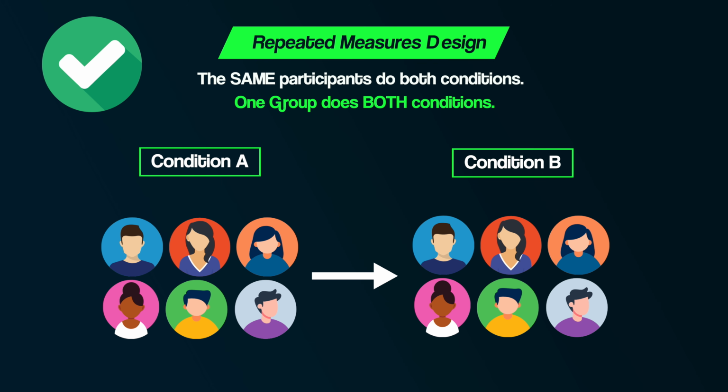However, in a repeated measures design, this isn't a problem because each participant does both conditions. They act as their own comparison, so individual differences are controlled, and that's a strength.